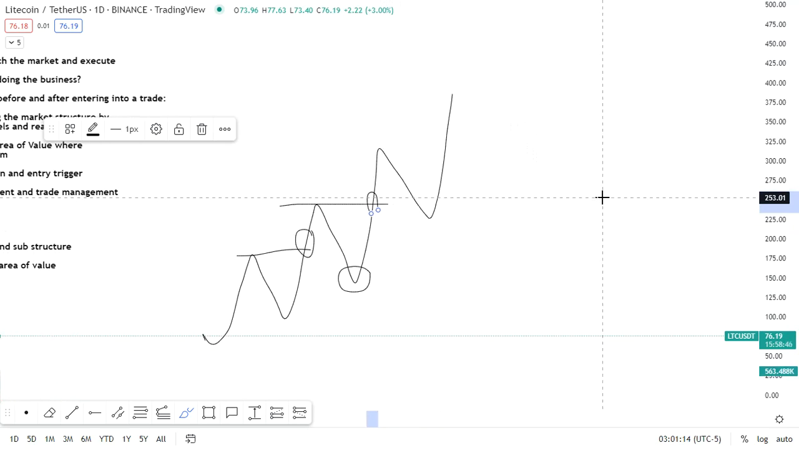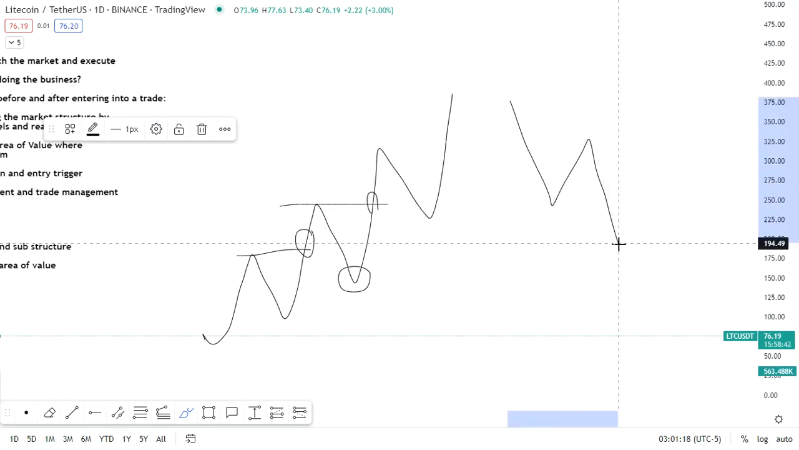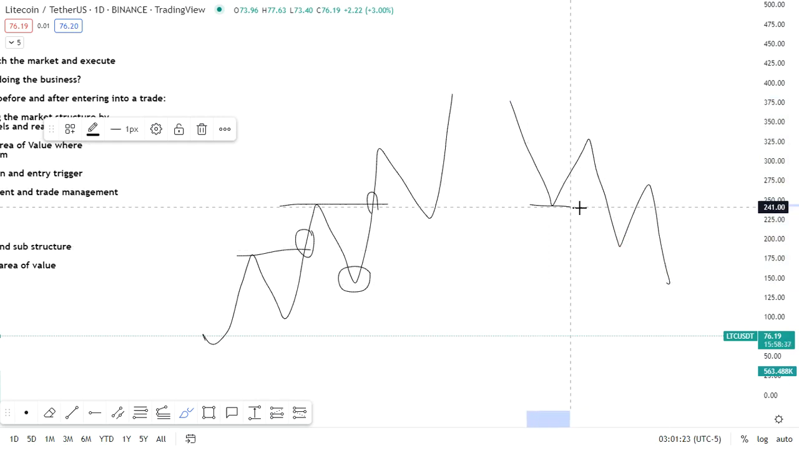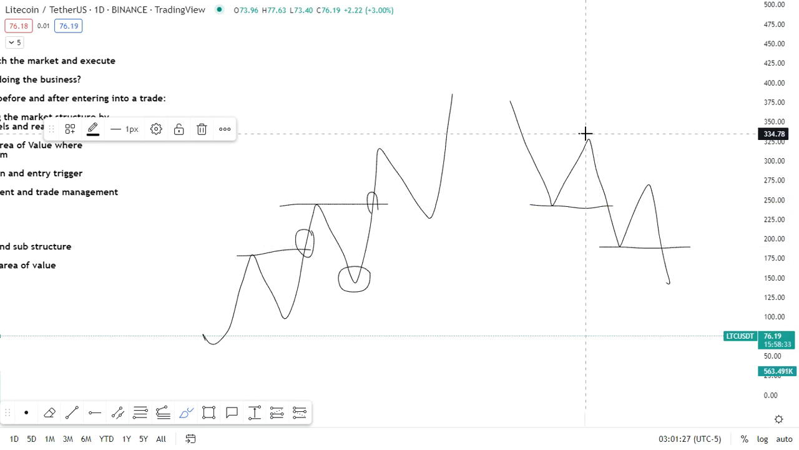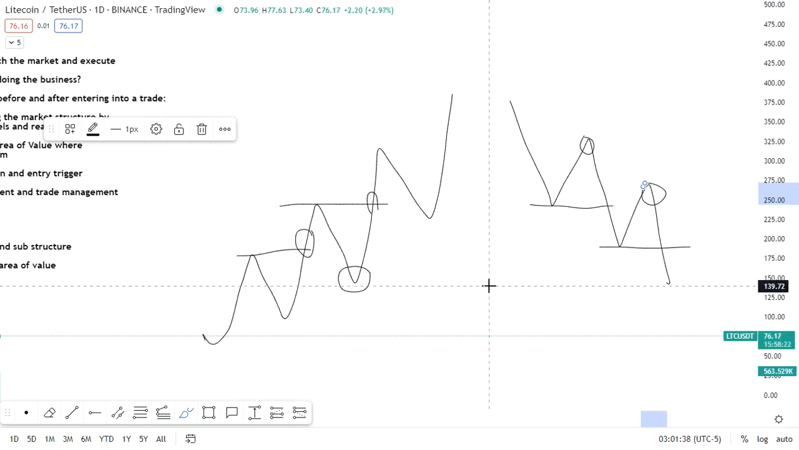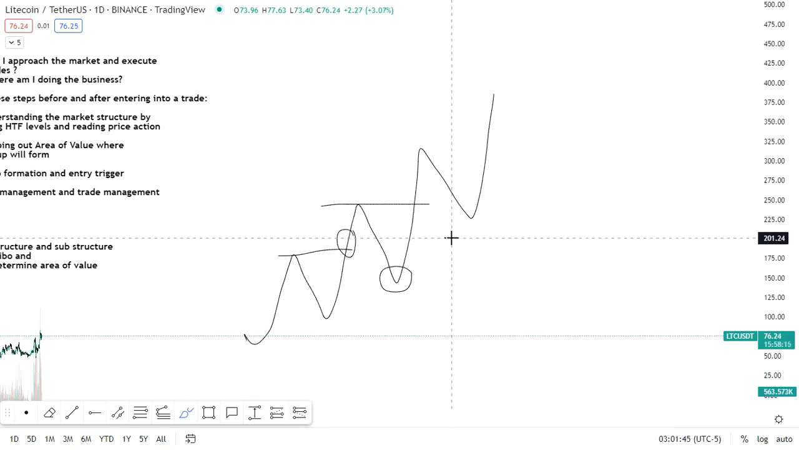Similar things happen in a bearish trend, like the market keeps making lower lows and lower highs by breaking the previous lows and making lower highs. So this is how you understand that the market is in a bullish trend or in a bearish trend. And it should be used on higher time frames like daily and weekly.